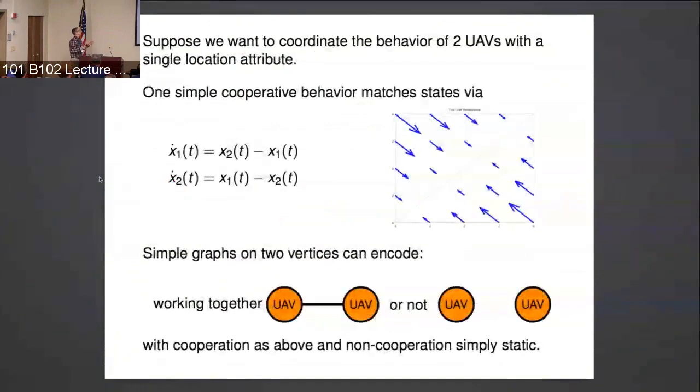Okay, so suppose you want to coordinate the behavior of two UAVs with a single location attribute. One real simple cooperative behavior is to have them head towards each other, right? And you can formalize that with a vector field defined in this way. If you want to use simple graphs to tell those UAVs to do this behavior, you can say this simple graph where they have an edge between them means you guys are working together. Or if there's no edge, they just stay put. It's just the vector field where things are constant, independent of the state.